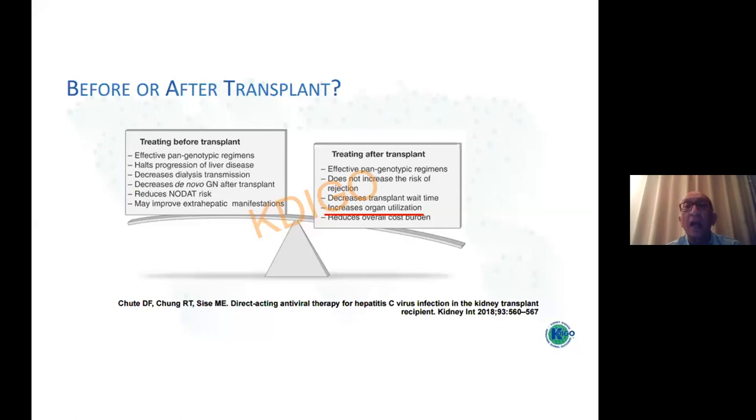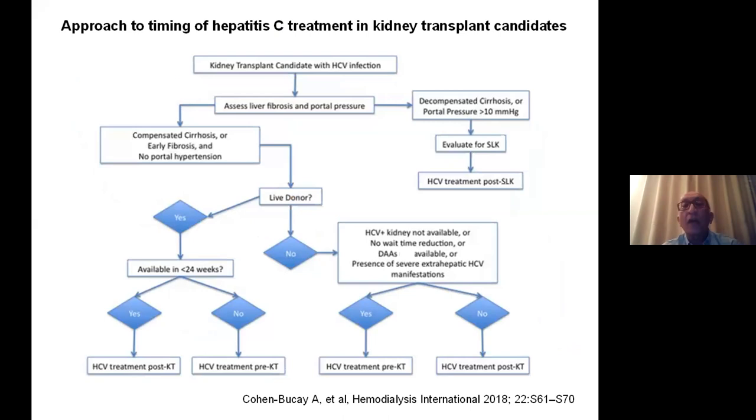This is a very important algorithm according to the availability of donors. If we have a living donor and we have no time constraint, and the donor can wait, it is preferable to treat the patient before kidney transplantation. But if we have a living donor and we have a time constraint, the donor cannot wait until the patient gets his course of treatment, so we can proceed with the treatment after transplantation. And this is related to the availability of the living donor and the duration available.